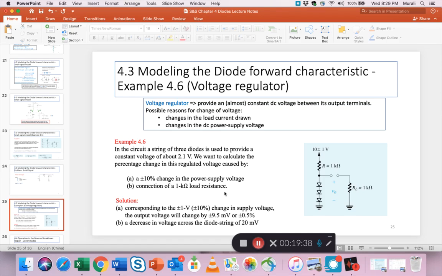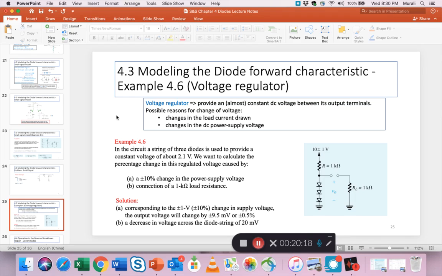Now what is regulation? I've talked a lot about regulators, but here's a definition of what a voltage regulator is. First things first, a voltage regulator is used to provide an almost constant DC voltage between its output terminals. So even if things vary, what are the variations? Possible reasons for this change of voltage: the load currents are changing, right? The load resistances are changing, conditions are changing, so load currents are changing. So once currents are changing, the output voltage can be affected. So that's one way that the output voltage is not being constant.